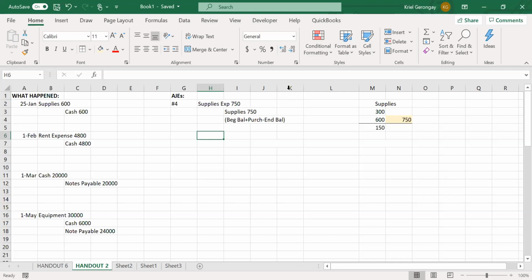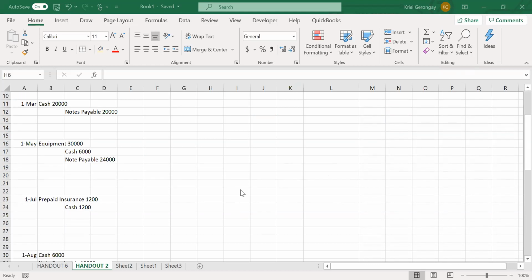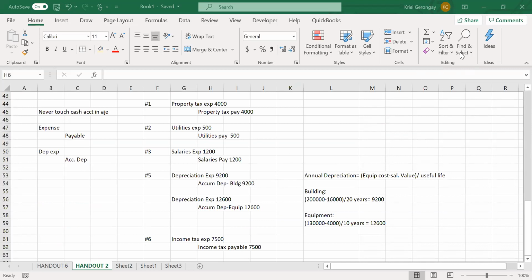So why would you never adjust the cash account? You want to answer this? Do you want to answer Susan's question? She's asking, why would you never adjust the cash account?